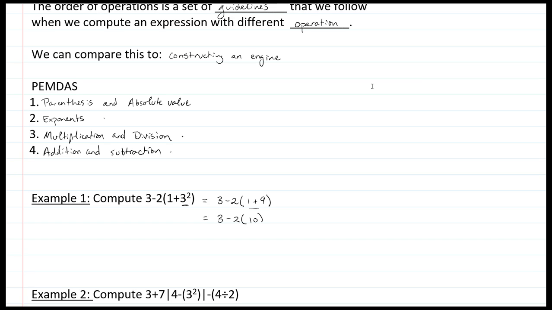So now we've taken care of the operations in the parentheses. Now we move down the list. Are there any exponents? No, there's no exponents. So we look at any multiplication or division we have to do. We have a 2 times 10, so now we compute that. So this becomes 3 minus 20. And now finally, we only have one operation, which is subtraction, and we end with negative 17 as our answer.